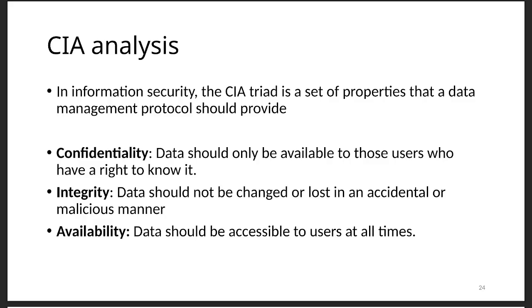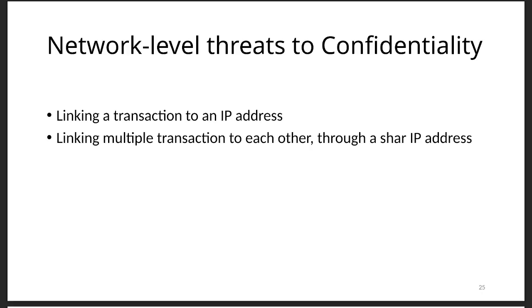In information security, the CIA triad is a set of properties that a data management protocol should provide. This acronym should be easy to remember. The first is confidentiality. Data should only be available to those users who have a right to know it. Next is integrity. Data should not be changed or lost in an accidental or malicious manner. Last but not least is availability. Data should be accessible to users at all times.